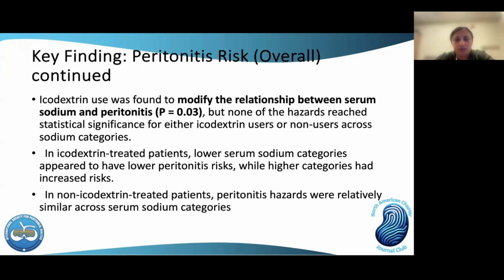Icodextrin use was found to modify the relationship between serum sodium and peritonitis with a p-value for interaction of 0.03, but none of the hazard ratios reached statistical significance for both icodextrin users and non-users. In icodextrin-treated patients, lower serum sodium categories appear to have lower peritonitis risk, while higher sodium categories had increased risk. However, again, this did not reach statistical significance.